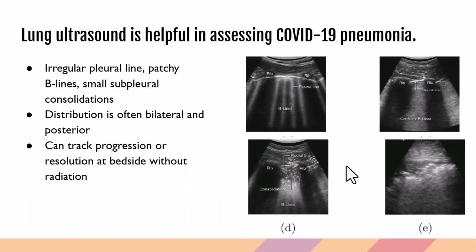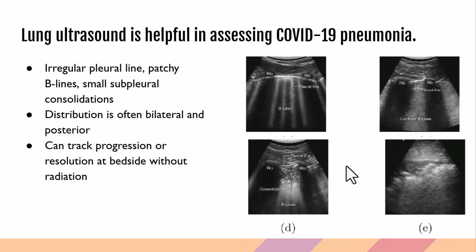We also mentioned earlier that lung ultrasound was really helpful in assessing COVID-19 patients for pneumonia. Findings often included irregular pleural lines, patchy B lines, subpleural consolidations, and spared areas in between. The disease typically affected the posterior and peripheral lungs, areas that ultrasound visualizes pretty well.